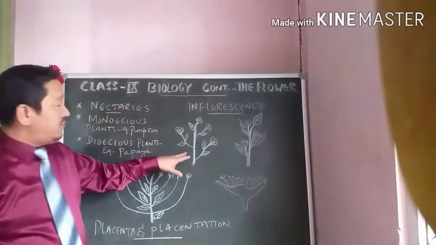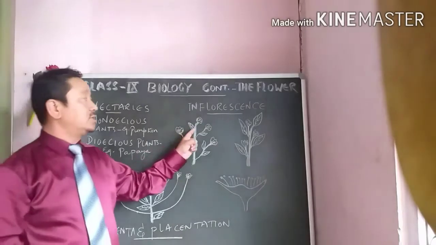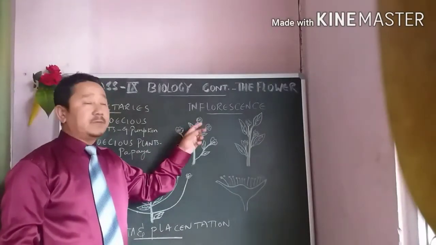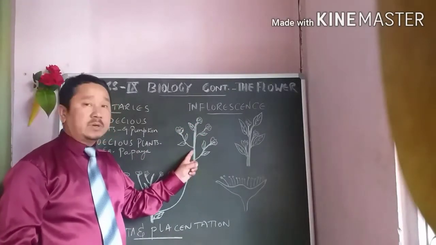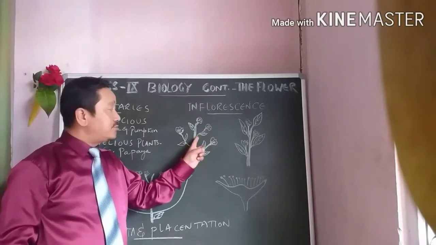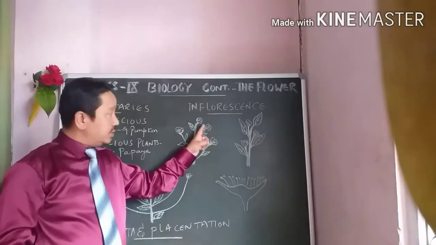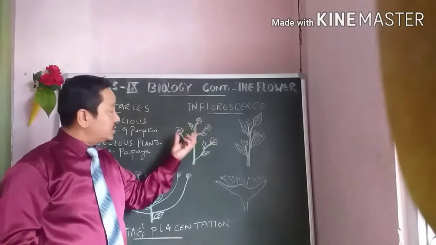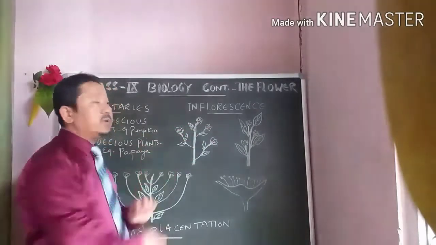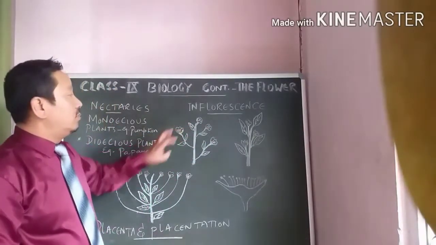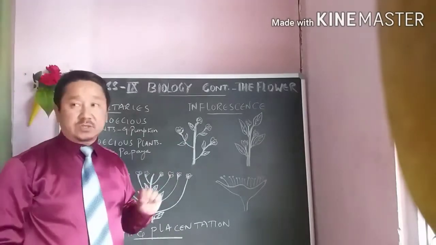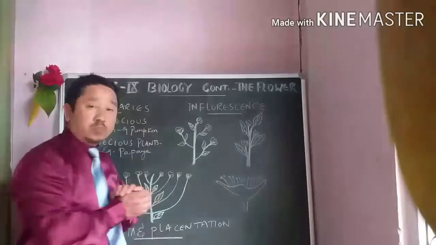See here, in the first case you see the flowers produced at the apex of the stem or at the apex of the lateral branch. So here these are the flowers. This is a type of arrangement of flowers on this particular axis, so it is a particular type of inflorescence.